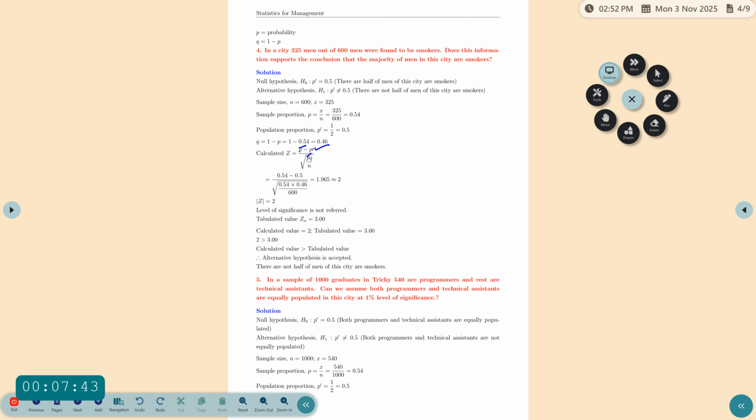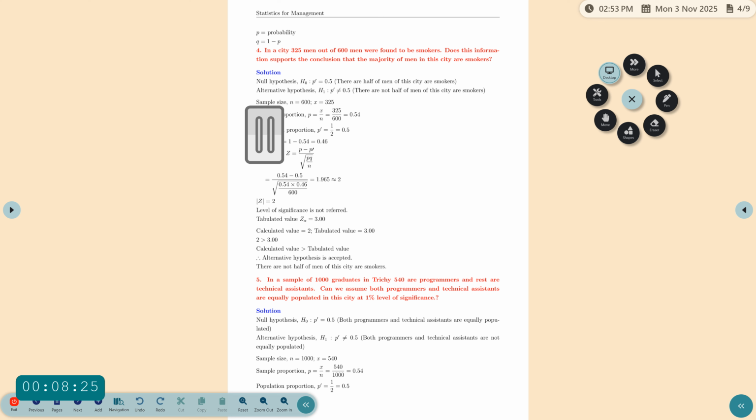From this we can find Q. Q is equal to 1 minus P, which is 1 minus 0.54, which is 0.46. N is the sample size, N is equal to 600. From all this information, we can find the calculated result. Use this formula and substitute the values: P is 0.54 minus P dash 0.5, divided by square root of 0.54 into 0.46 divided by 600. When you simplify, you will get 1.96, which is approximately equal to 2.